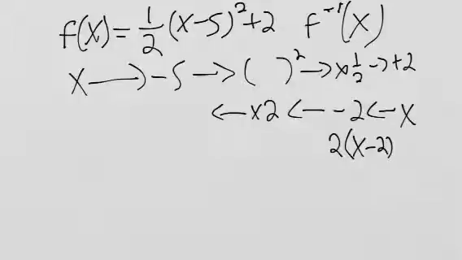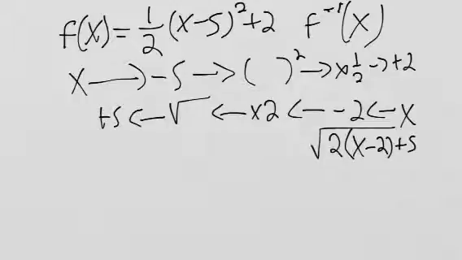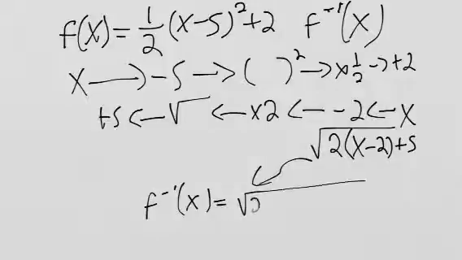Then what we did is we squared it, so to undo squaring, we square root this whole thing. Then what we did was subtract 5, so now we add 5 to the whole thing. Our inverse ends up being the square root of 2 times x minus 2, plus 5, and this plus 5 is not under the square root sign. Okay, so that's our inverse.